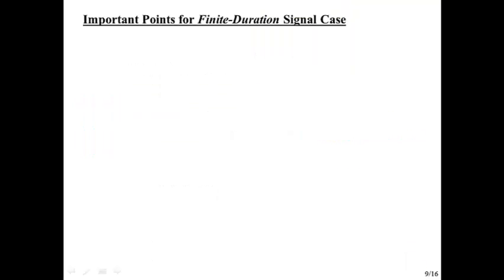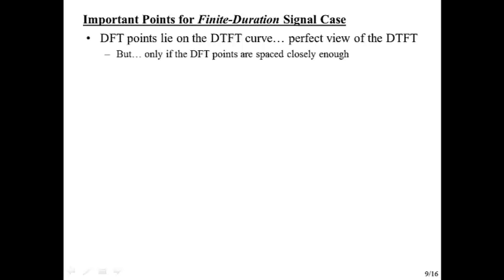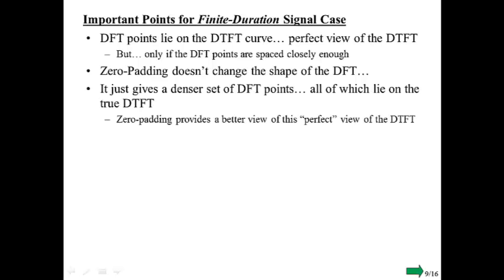Now, let's just review some of the important points for this finite duration case. The DFT points lie right on the DTFT curve. We only get a good view, though, if they're closely spaced enough. And we saw that zero padding doesn't change the shape of the DFT. It just gives us a finer grid on which we're computing. And so all of that is good stuff. But we now really need to think about the case where there are non-zero samples that we're not collecting.